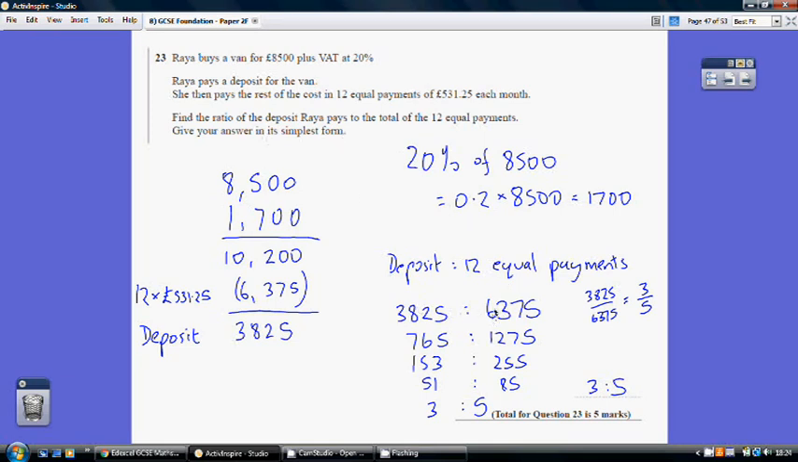Now, two ways to do this. You can just keep on simplifying and simplifying, which I've done here. So I divided by 5, I divided by 5, I divided by 3, then I divided by 17 to give me the ratio of 3 to 5. Or I could, right at the beginning, I could have done 3,825 divided by 6,375, and that would have given me 3 over 5. So I could have got there quite quickly if I just worked this out as a fraction.